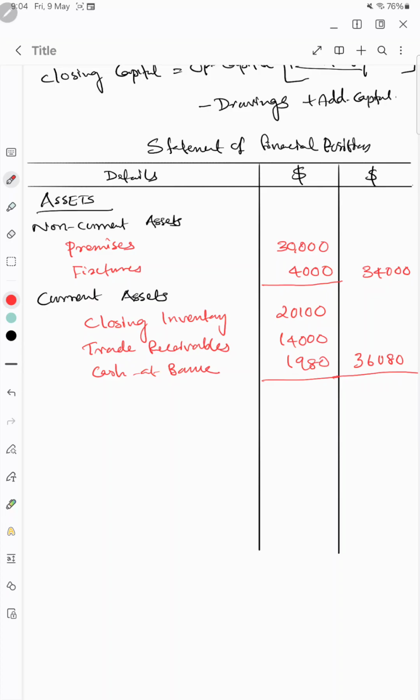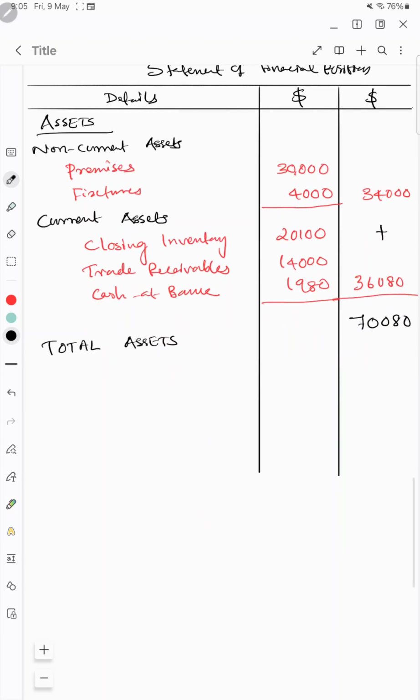So you will get total assets. Non-current asset plus current asset will be your total assets, that you can write here. Total assets will be 34,000 plus 36,080. Total will be 70,080. So now we received total assets.